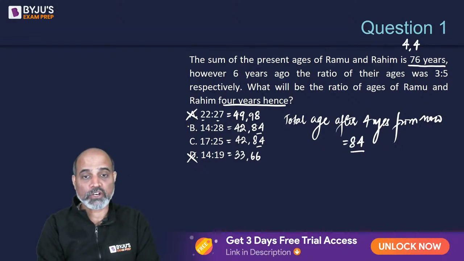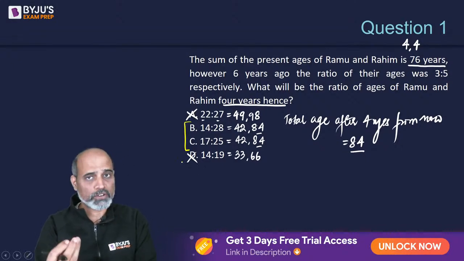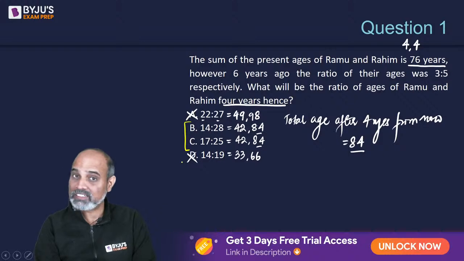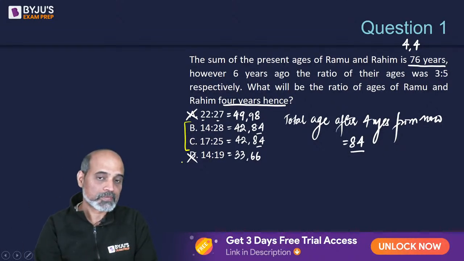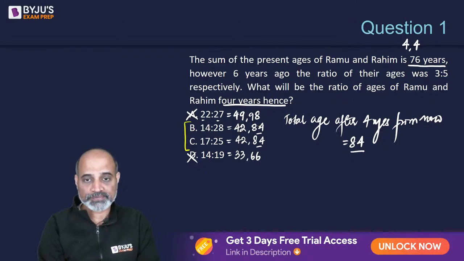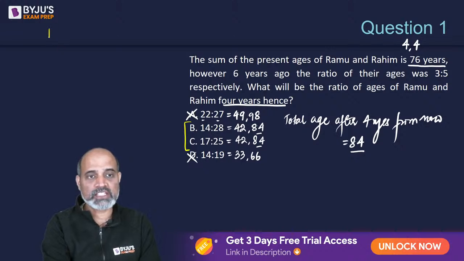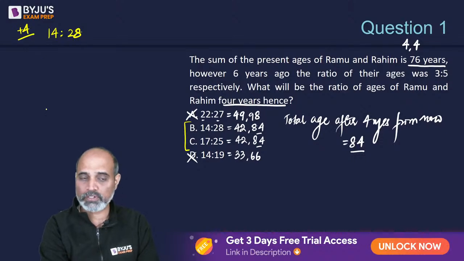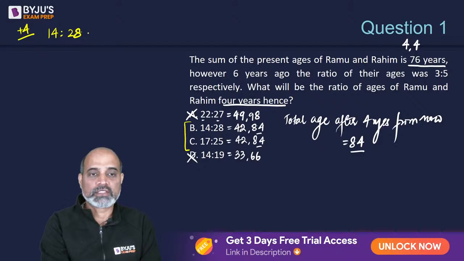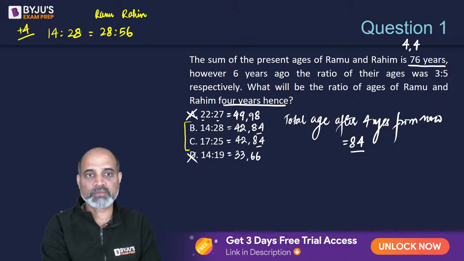Now between B and C options, let's pick one of the options. If it works out with the other conditions given in the question, great. If it doesn't, then obviously the other option is the answer. So between B and C, let's pick up B. So if I say that 4 years later their ages are 14 and 28, this is 42, so if I double it, it will become 28 and 56. That means the age of Ramu 4 years later is 28 and that of Rahim is 56.